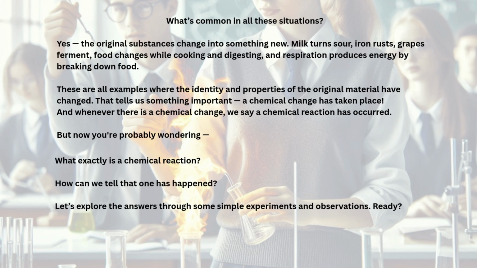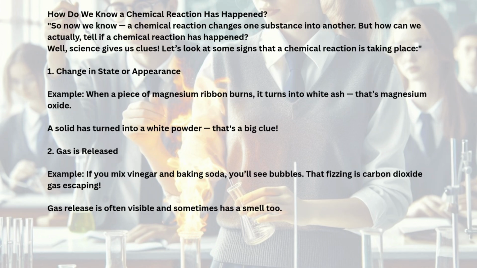But now you are probably wondering, what exactly is a chemical reaction? How can we tell that one has happened? Let's explore the answers through some simple experiments and observations. Ready? How do we know a chemical reaction has happened? So now we know a chemical reaction changes one substance into another. But how can we actually tell if a chemical reaction has happened? Well, science gives us clues. Let's look at some signs that a chemical reaction is taking place.